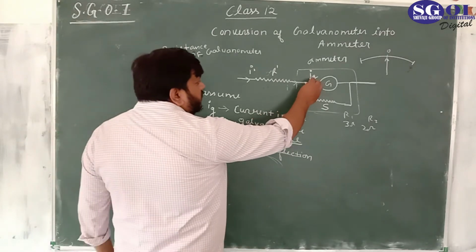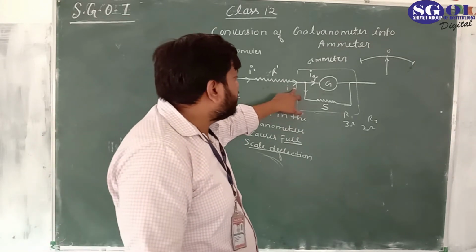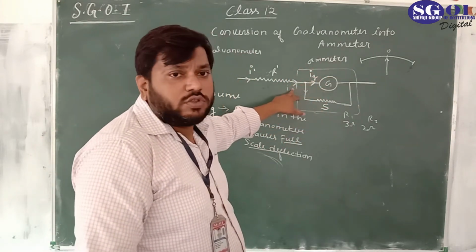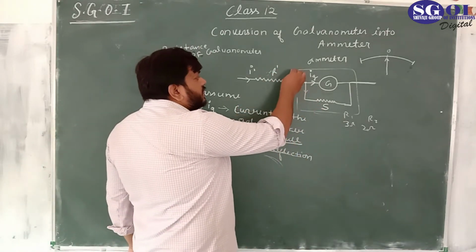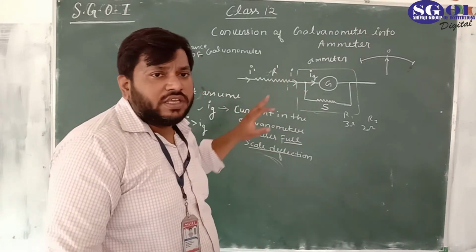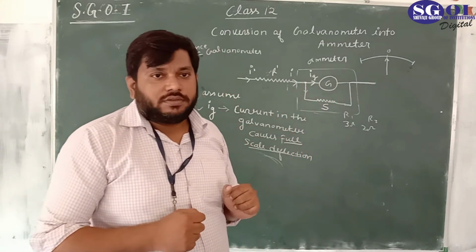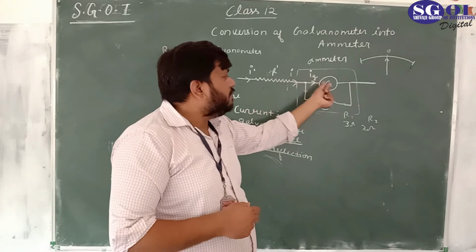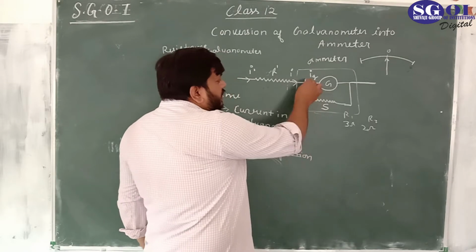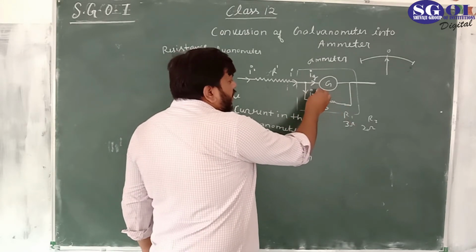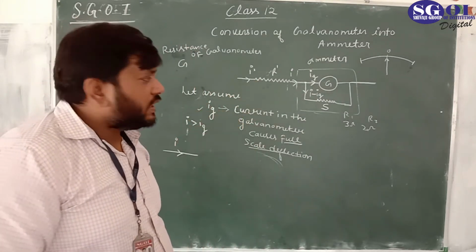So if it is fixed, it means the current which can be measured by this ammeter also has a limit. And that current, let's say, is I. What is I? It is the maximum current which can be measured by this ammeter. Now, let's see what is the current of this. The current passing through the shunt is I minus Ig. This is the current which is passing through the shunt.